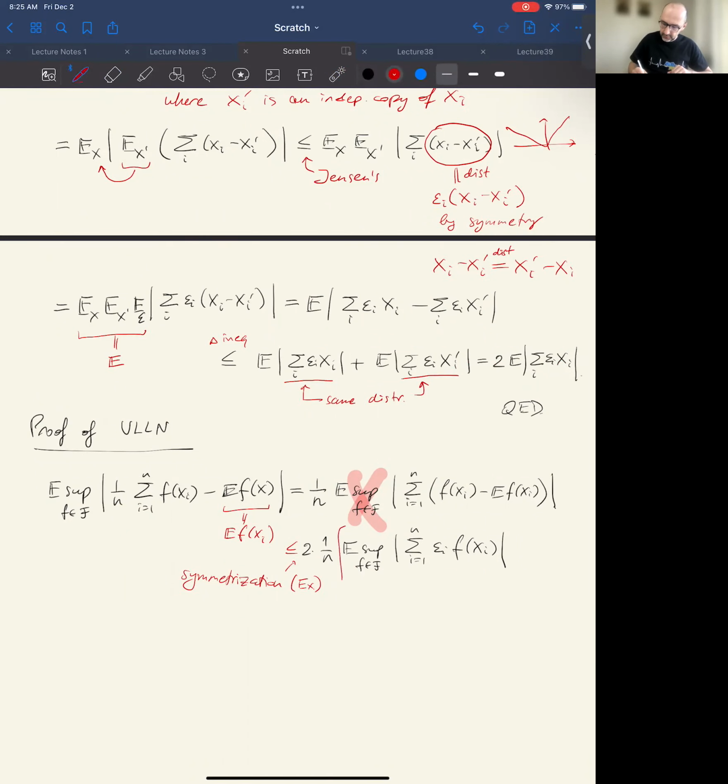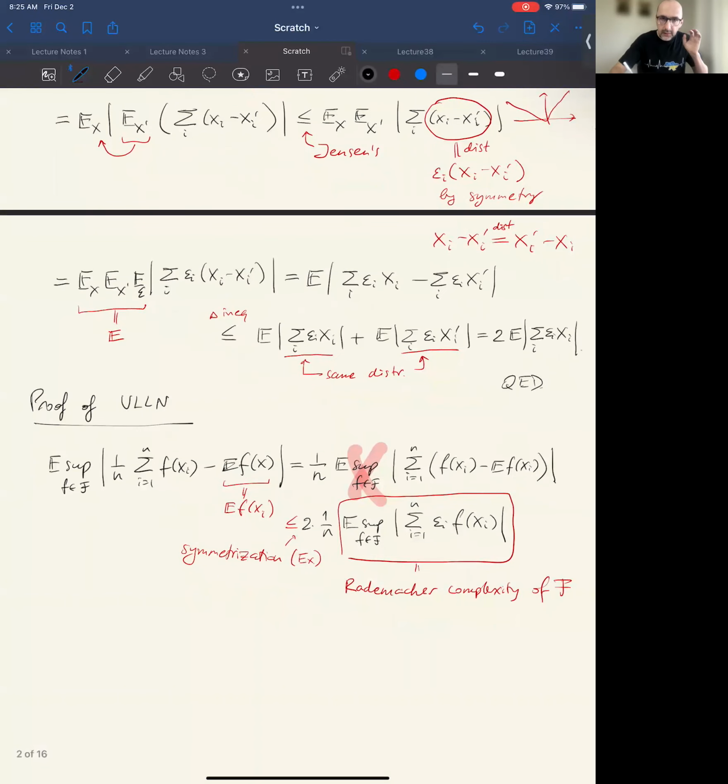This expression, in statistical machine learning, is called the Rademacher complexity of f. It's an accepted term. Let's keep working with this Rademacher complexity. Like I said, the symmetrization lemma is good because it allows us to now condition on the xi's. So we'll treat these as fixed now and leave the randomness only with the flips of the signs, the epsilon i's.